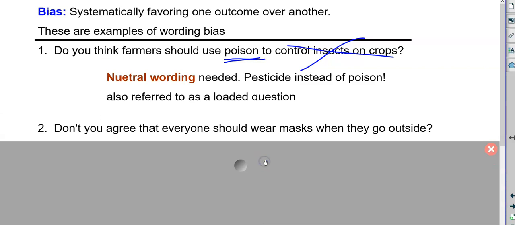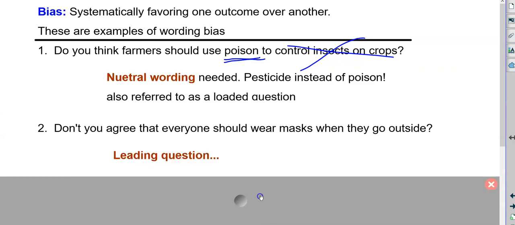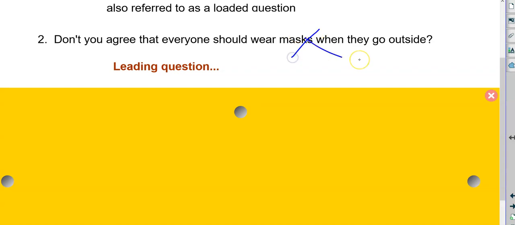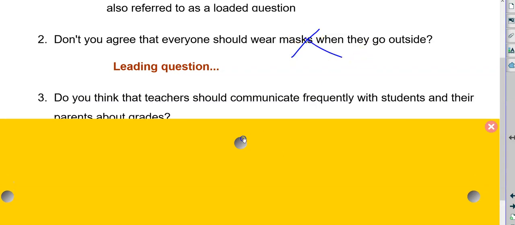Don't you agree that everyone should be wearing masks when they go outside? Very leading, right? You seem to want a certain kind of response there, like, don't you think? Don't you agree? Like, yeah, I agree, I think that sounds great. But you're leading them to the answer. So again, it would be moot. It would not be valid at all, the results we get from that.